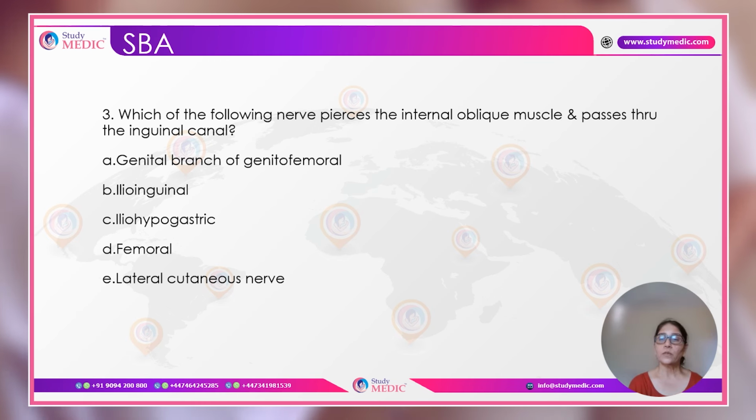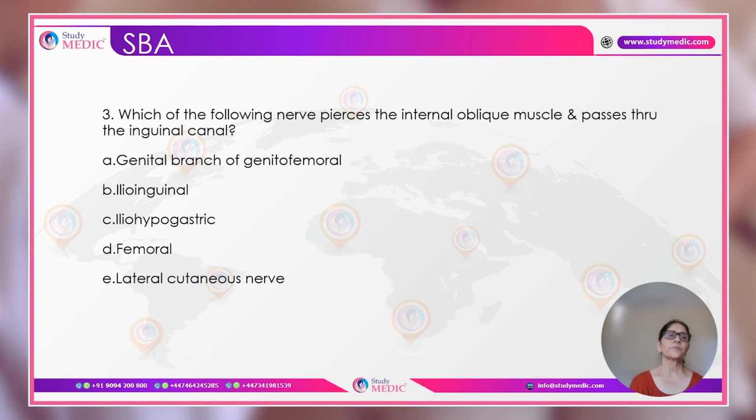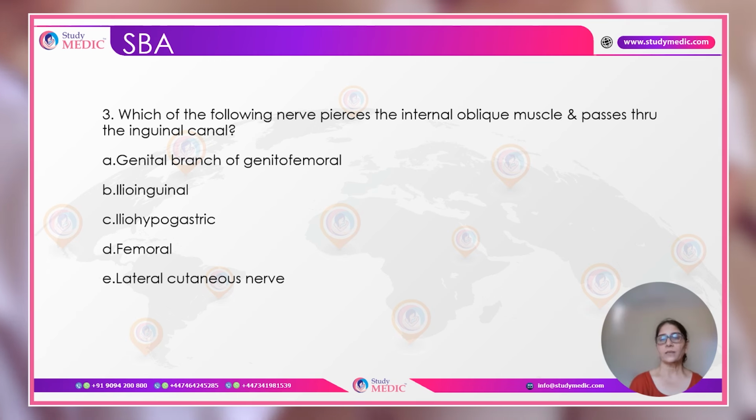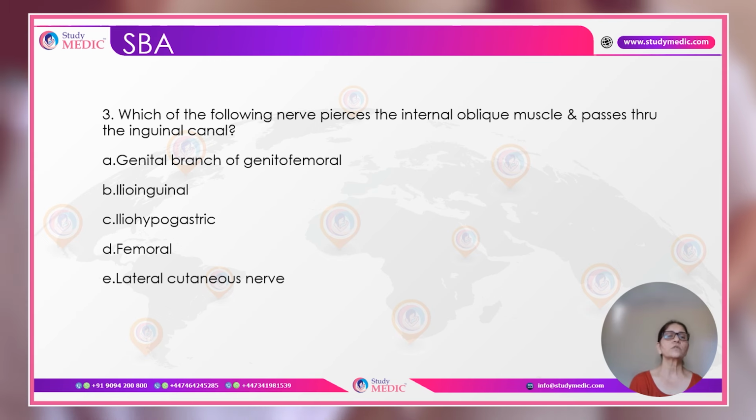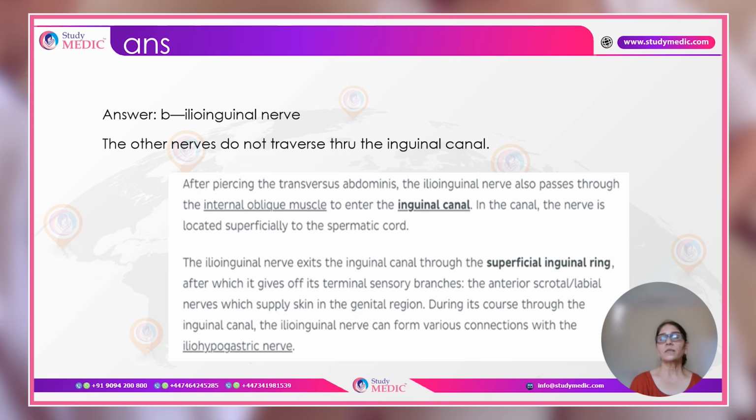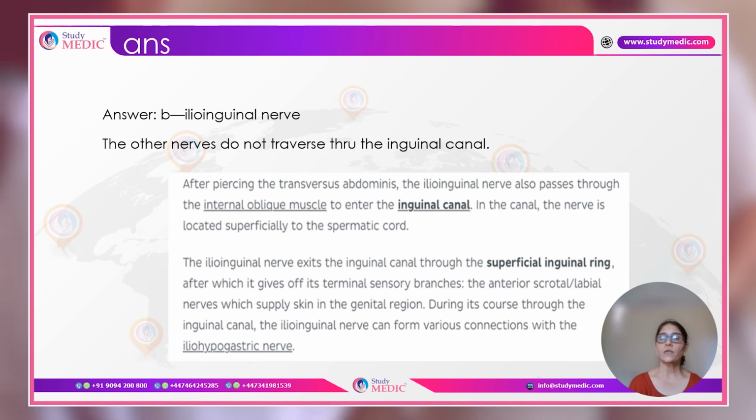So remember, the femoral nerve doesn't pass through the inguinal canal. It passes below the inguinal ligament. Similarly, the genital branch of the genitofemoral nerve doesn't traverse through the inguinal canal. Even the lateral cutaneous nerve is more lateral. So you have two choices. You have either ilioinguinal or iliohypogastric. Out of these two, it is the ilioinguinal which traverses through the inguinal canal.